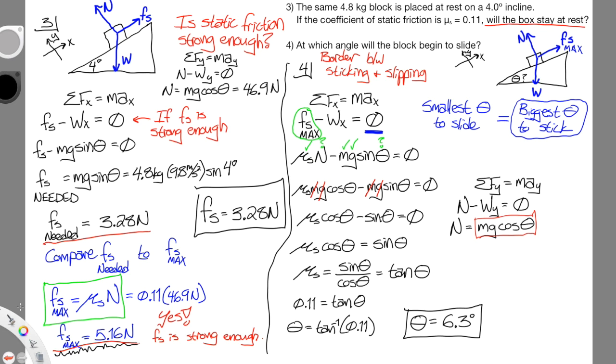What is the fastest the car can round the corner? What is the largest angle at which the block will slide? What is the smallest angle at which the block starts to slide? These types of things, kind of extreme case language that hints that you're right at that borderline between sticking and slipping, which tells you you can use the maximum static friction.